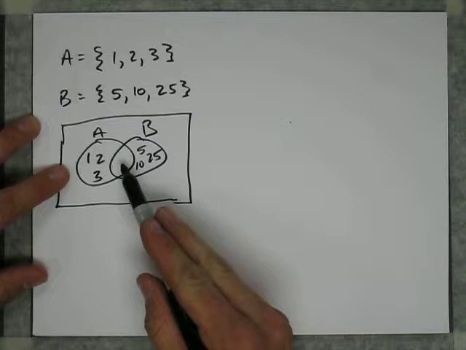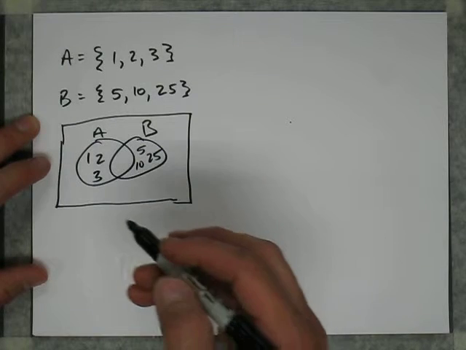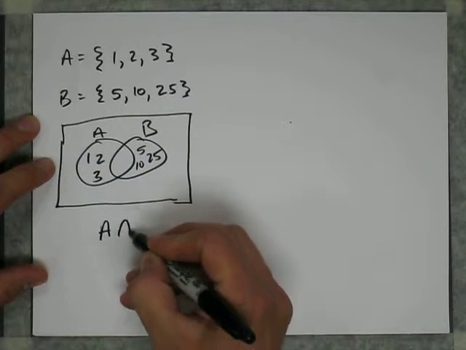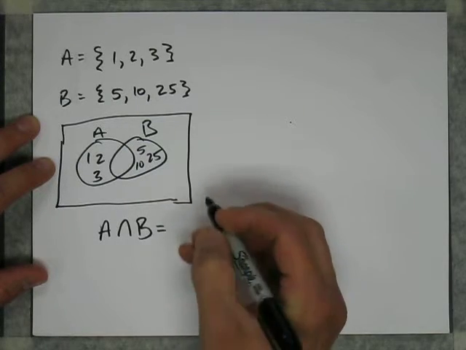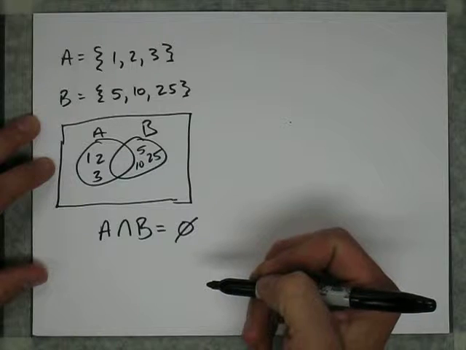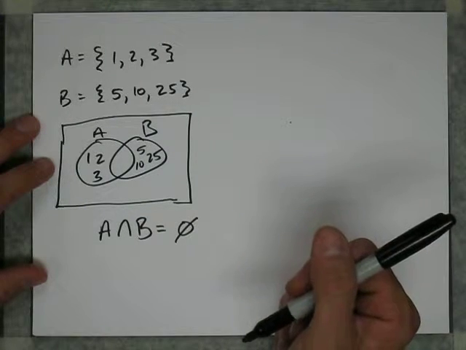There would be no values in the intersection. Therefore, the book describes it as A intersection B being equal to no solution, or disjoint. They call it a disjoint set. So that would be nothing.